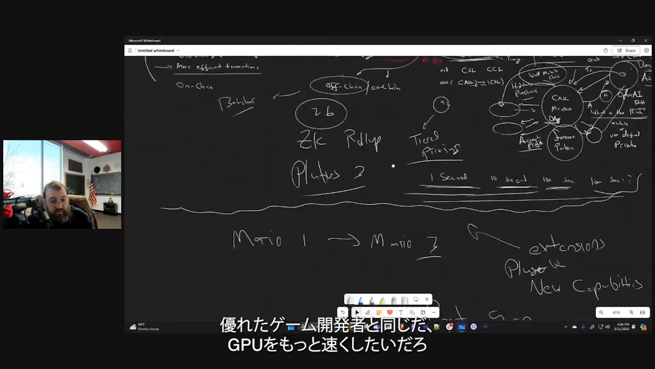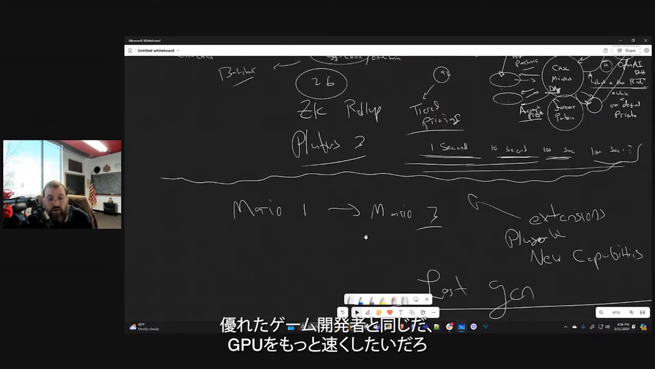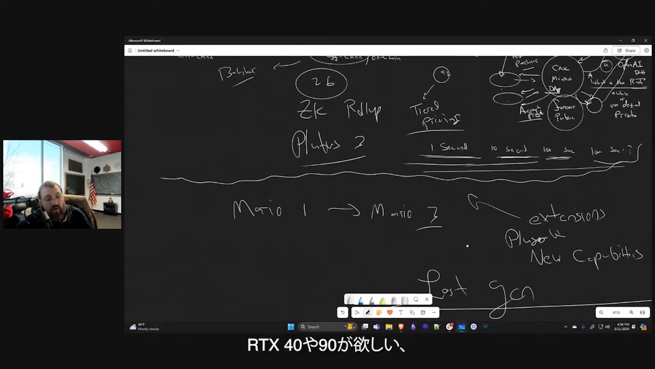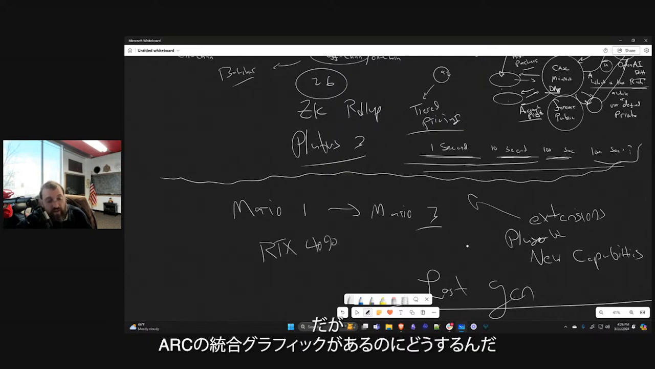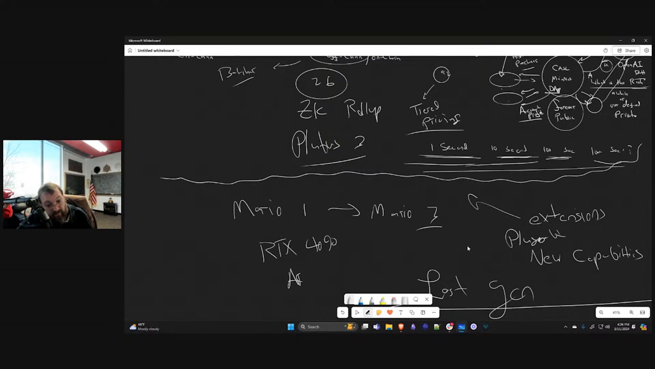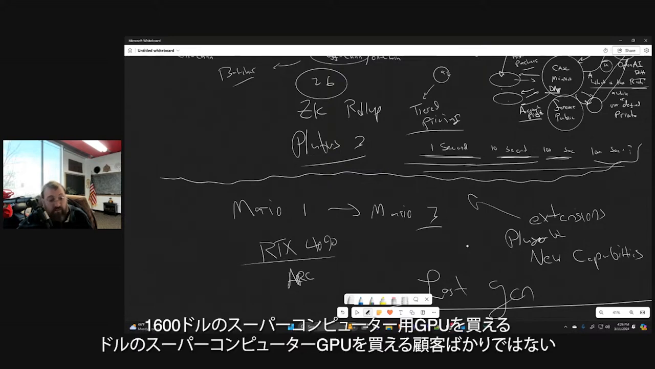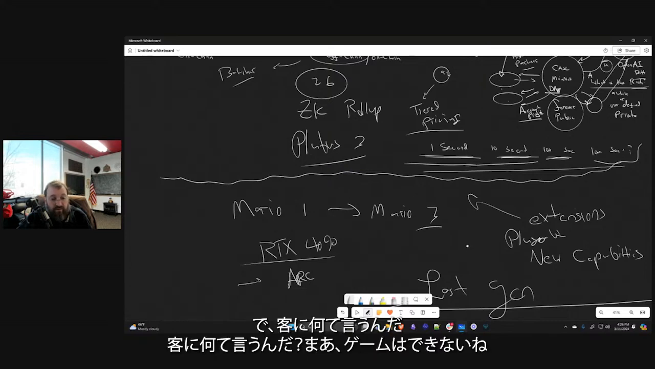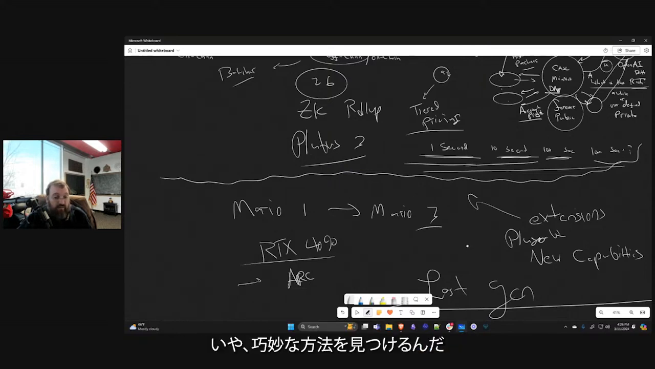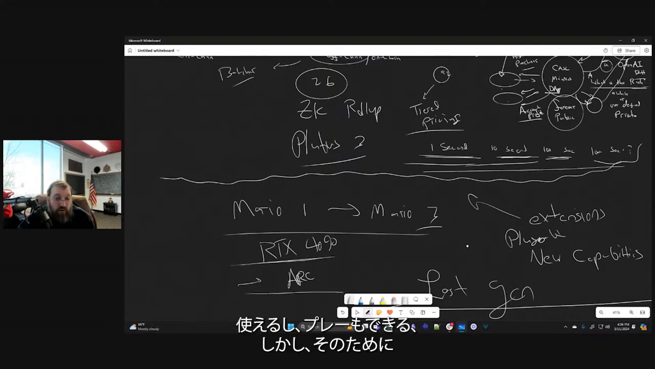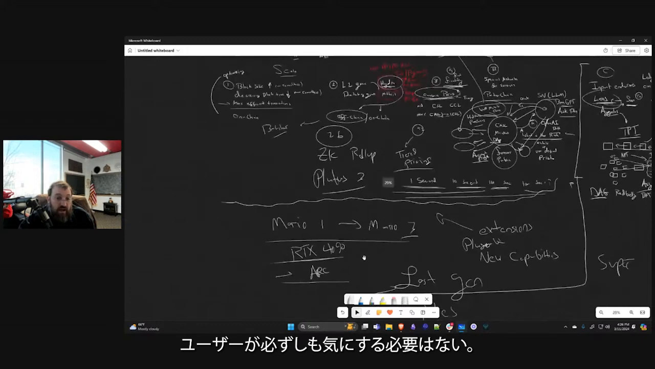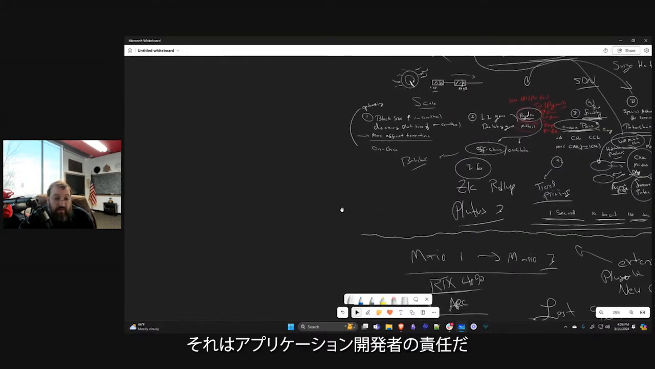Just like any good game developer, you always want a faster GPU. You want the RTX 4090. But what do you do when they have ARC integrated graphics? Not all your customers are going to be able to afford a $1,600 supercomputer GPU. Sometimes they have integrated graphics. So what are you going to do? Tell your customers, well, you can't play the game? No. You find clever ways to make it usable and playable, but you degrade in ways that the user doesn't necessarily care as much about. That falls upon the application developer.